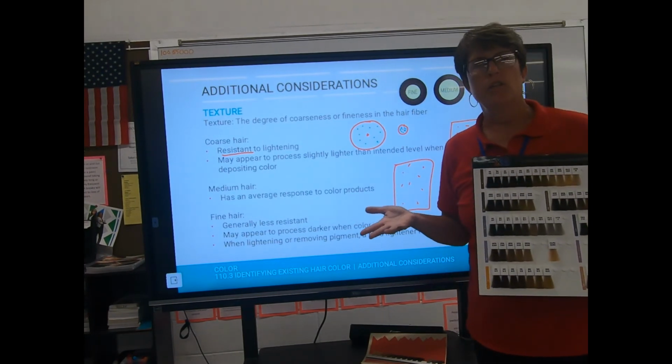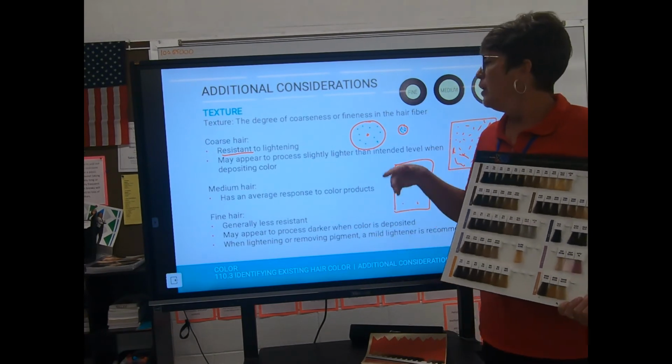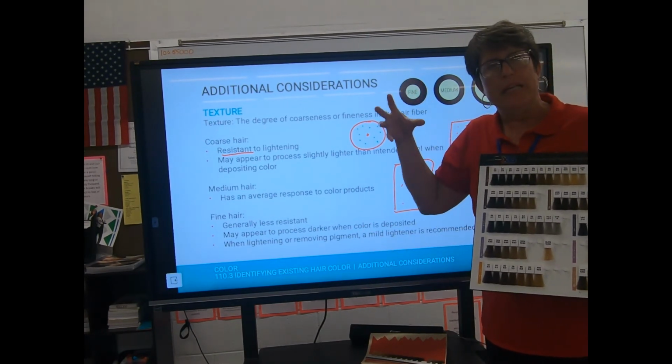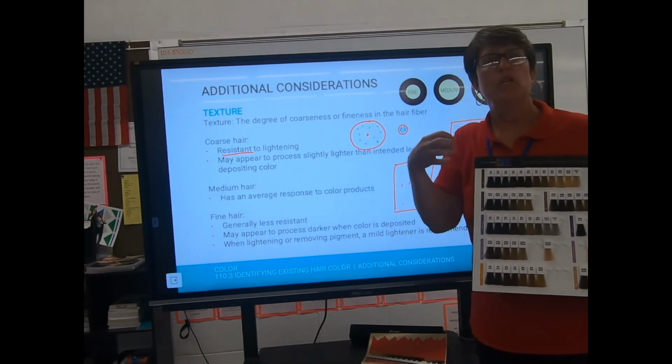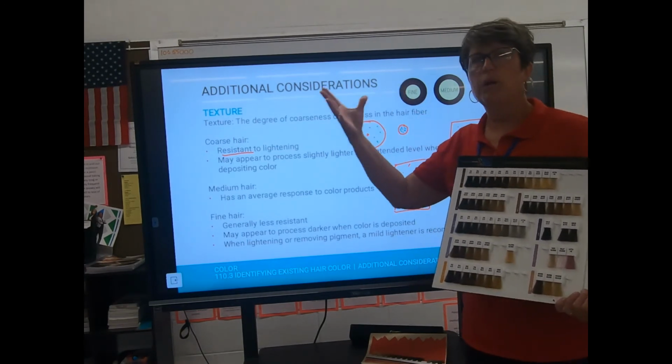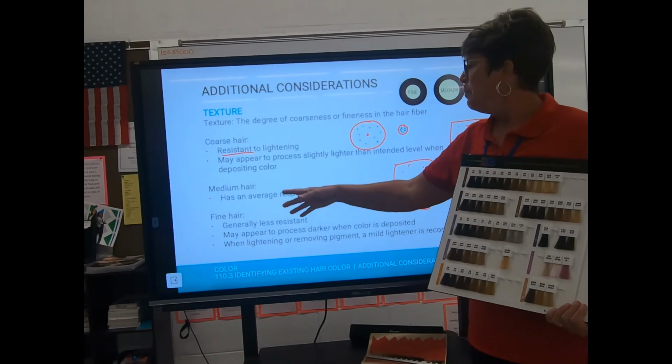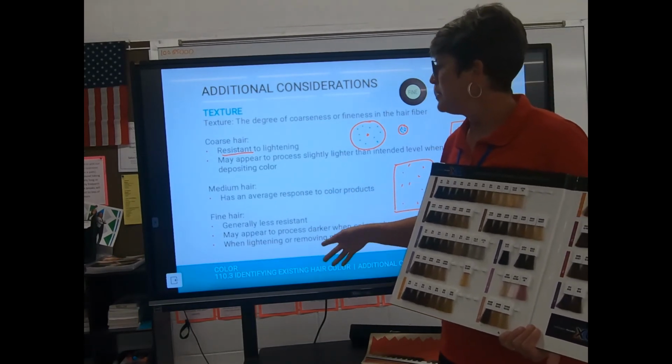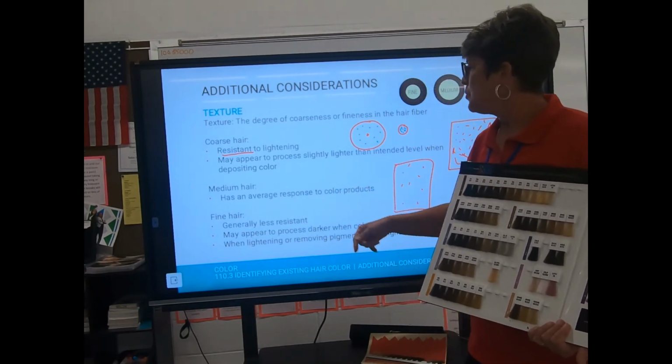Which one is going to look darker? The fine one. It's more tightly grouped together. So it's obviously going to look darker. This is spread apart. It's not going to look as dark. Medium hair has an average response. Fine hair is generally less resistant.